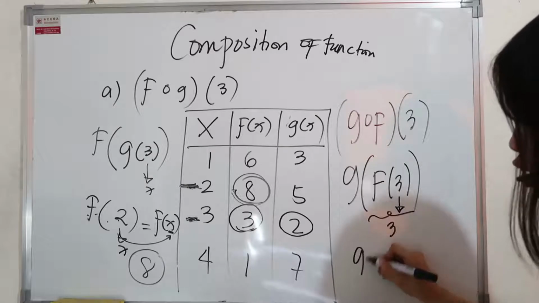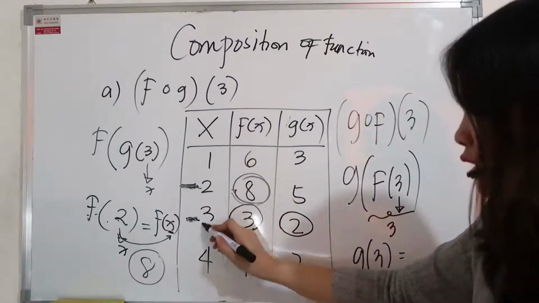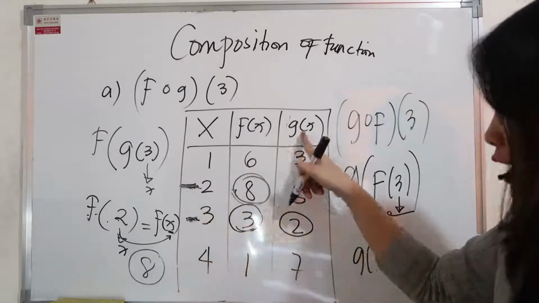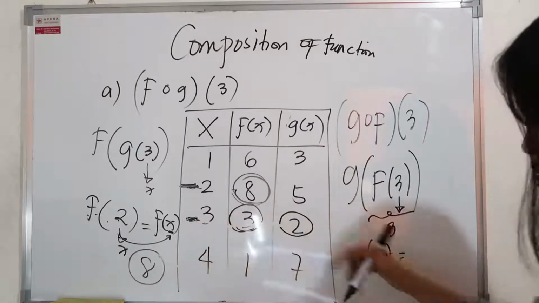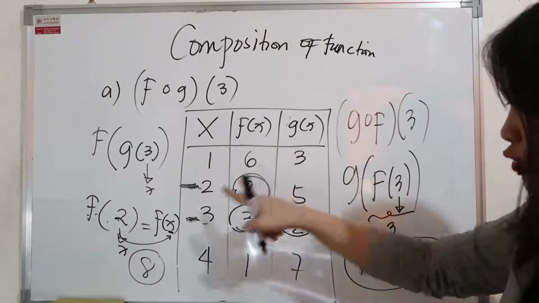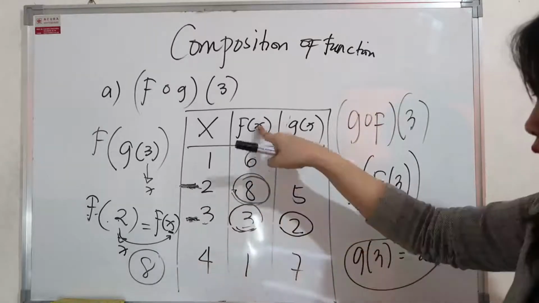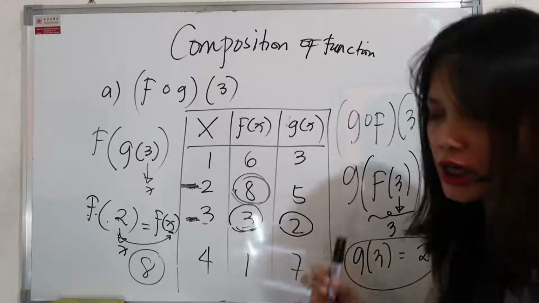So therefore, g of 3. So 3 again here, but this time we're looking for g of x. So g of 3 is 2. So your answer is 2. g of 3 is 2, and f of 3 is 3. That is how we evaluate composition of function using a table.